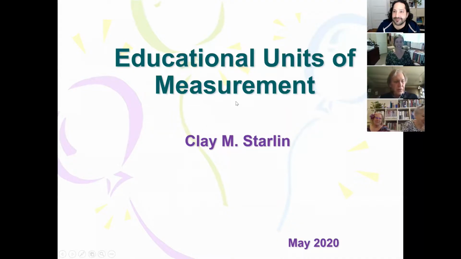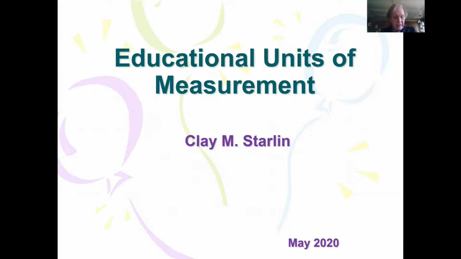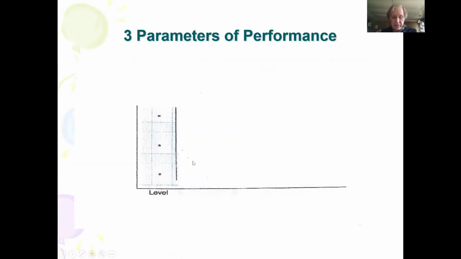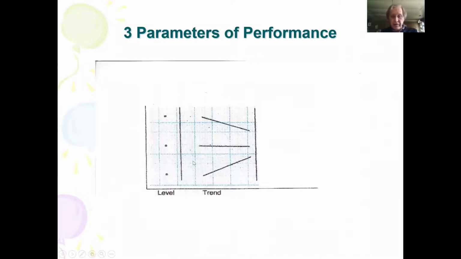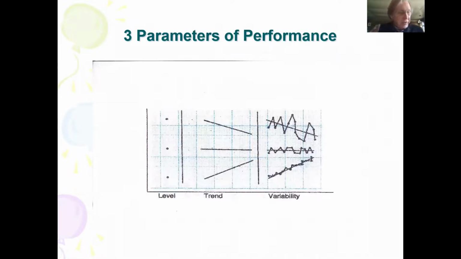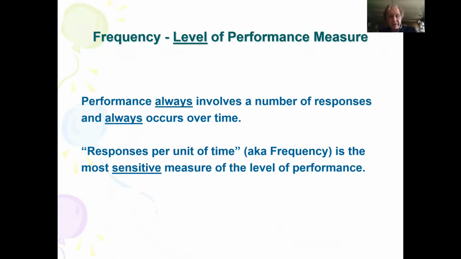So welcome to the presentation on educational units of measurement. To obtain a complete picture of student performance, we need to consider three parameters of performance: the level of performance, the trend of performance, and the variability of performance. So we need to use three different units of measurement to monitor changes in level, trend, and variability. The first is frequency. Frequency is the level of performance measure. Performance always involves a number of responses and always occurs over time. So responses per unit of time, or frequency, is the most sensitive measure of the level of performance.